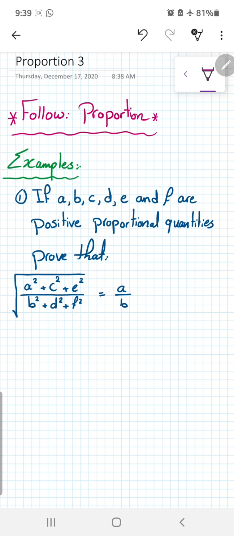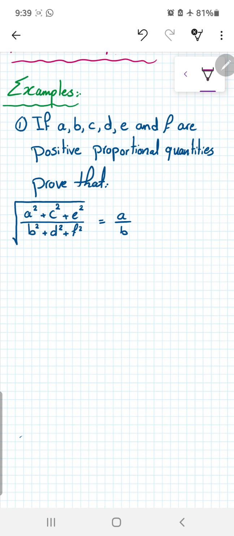We have some examples. Number 1: if A, B, C, D, E and F are positive proportional quantities, prove that... First, A, B, C, D, E and F are proportional. It means we have A over B equals C over D equals E over F equals any constant, which is M.